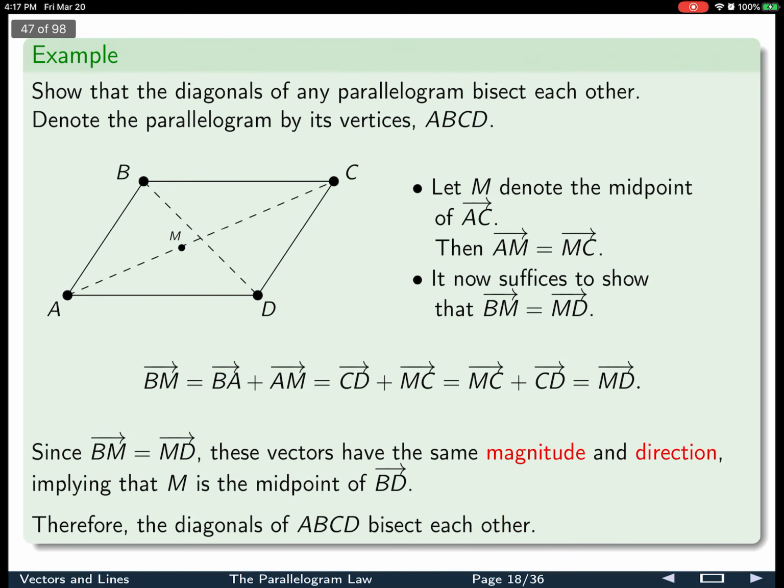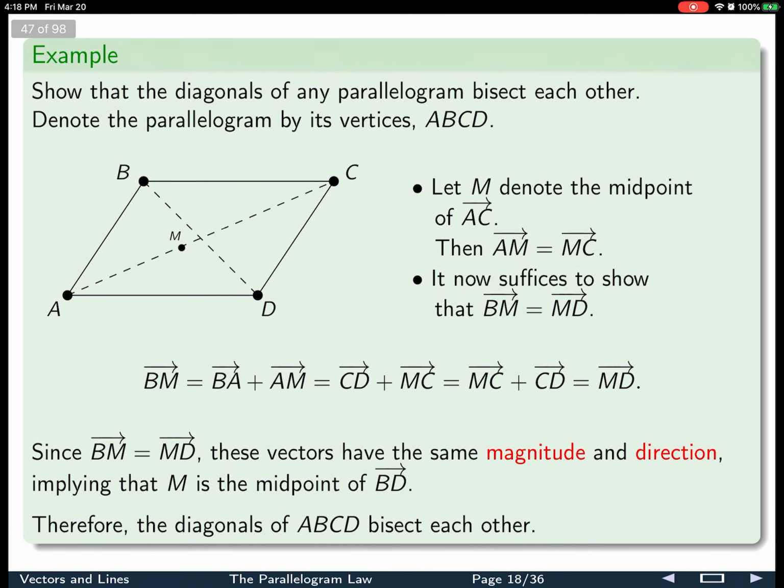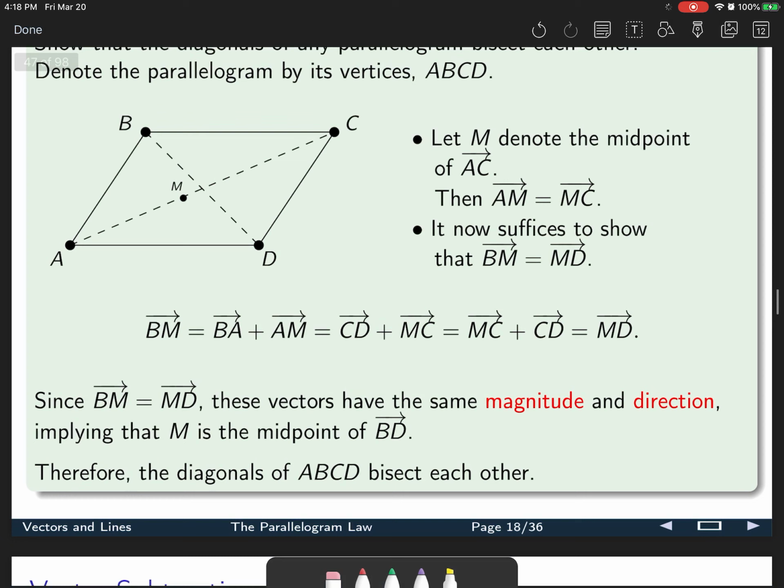And I have a colored version of this. Oh my goodness. Where did my annotations go? Oh, that's so sad. All right, let's see. We'll do this in real time. Come on.